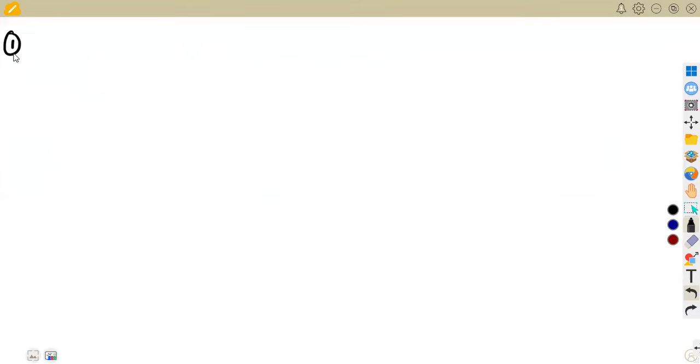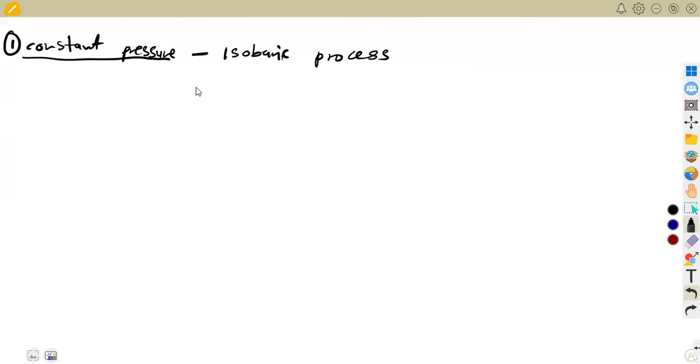All right, let's talk about the first process. You can have a condition, let us start with pressure, which is fine, where the pressure is the same. We are now talking about the processes that are affecting our gas. So this process is called the isobaric process, where the pressure is the same.